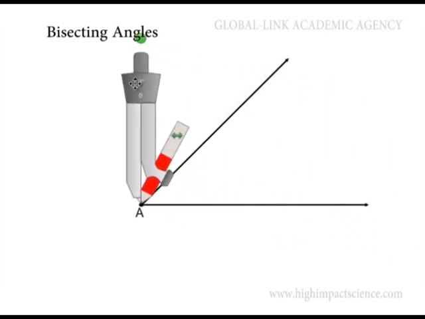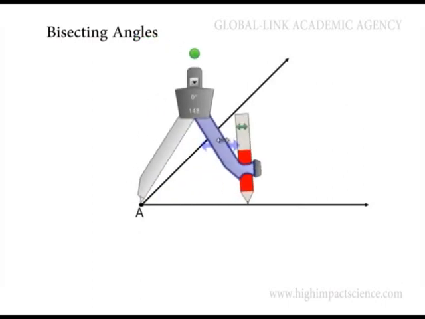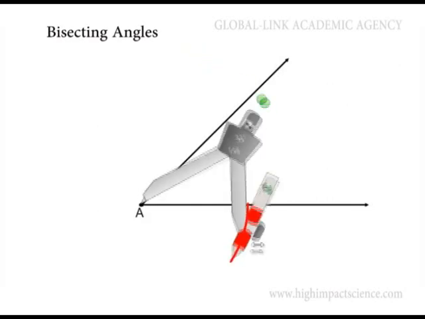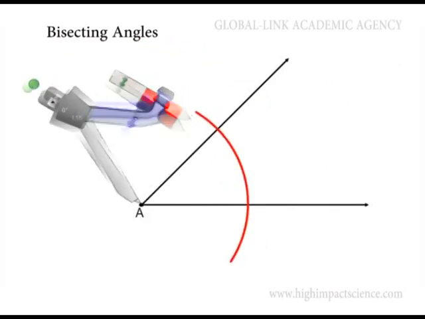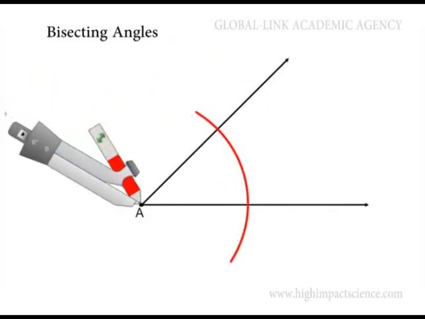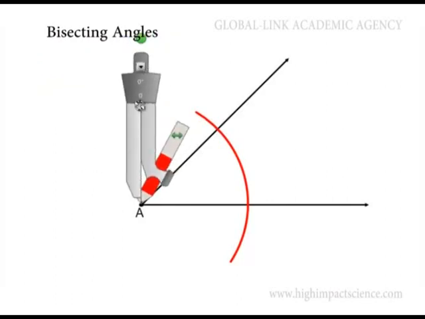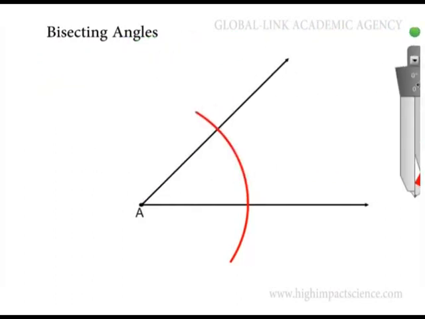Place the compass at point A. Open a convenient radius and mark an arc to intersect both lines. You can label the intersection points B and C.